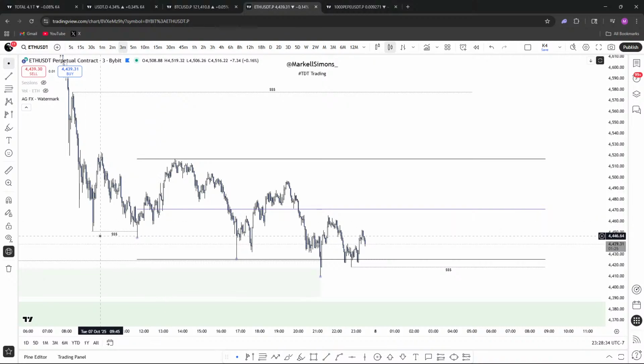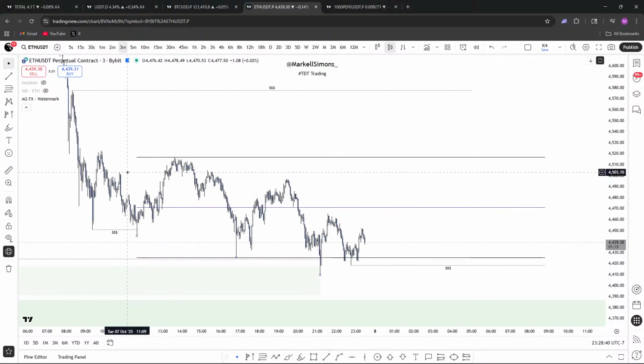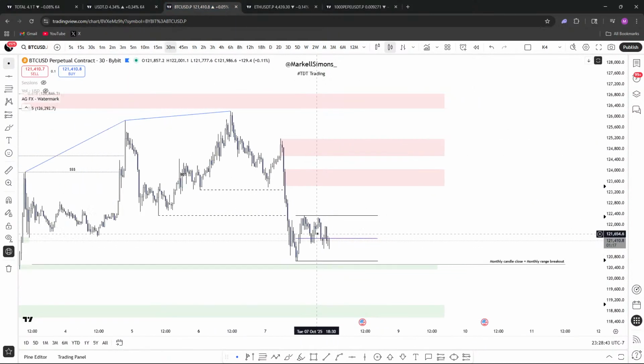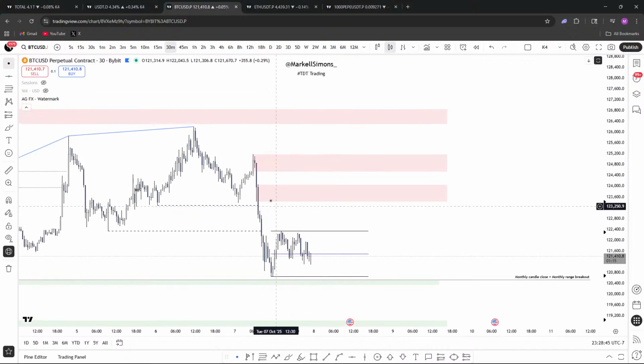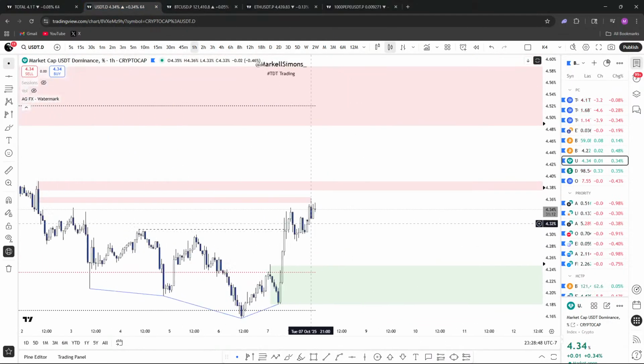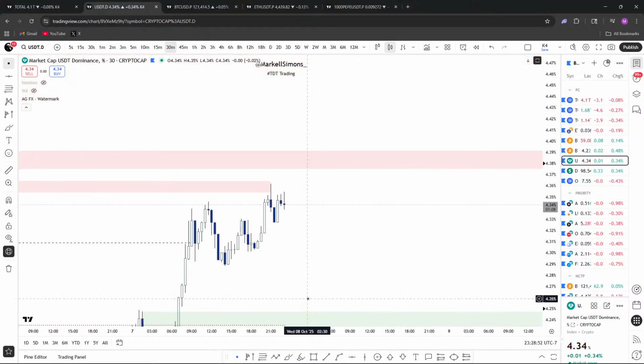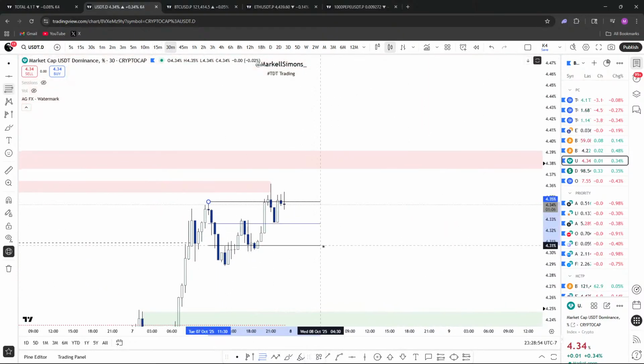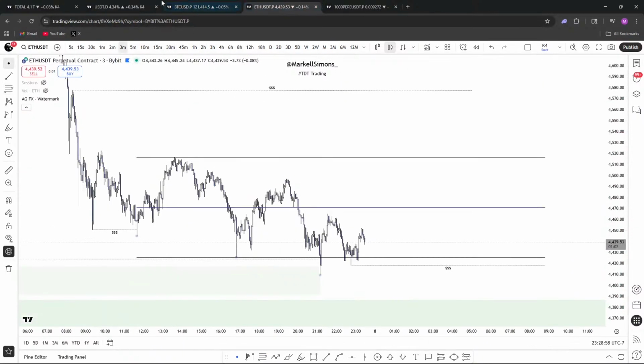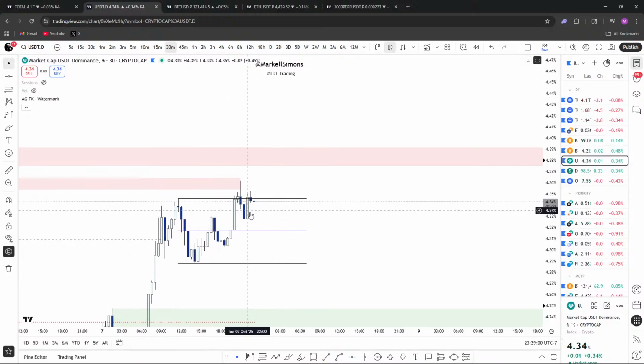So Ethereum looks like it's trying to accumulate. What is BTC doing? BTC is kind of in the middle of nowhere, and USDT is looking like it's trying to distribute. So if we take a long on Ethereum, it'll have to be in confluence with USDT.